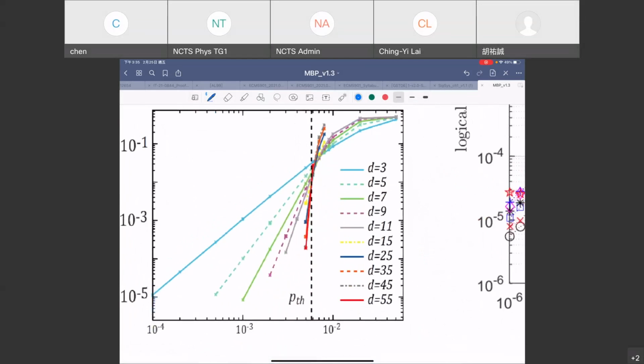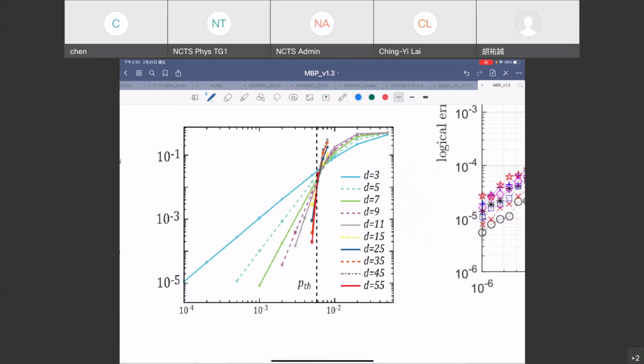In this figure, I said that there's a number here. As long as every single physical gate has an error rate below this number, I can increase the size of the code so that the logical error rate can be decreased arbitrarily low. Okay, so this is the threshold.